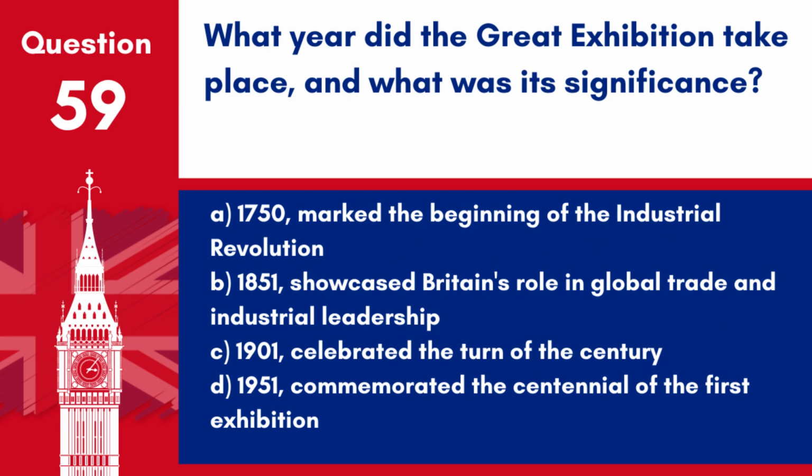Question 59. What year did the Great Exhibition take place, and what was its significance? A. 1750 marked the beginning of the Industrial Revolution. B. 1851 showcased Britain's role in global trade and industrial leadership. C. 1901 celebrated the turn of the century. D. 1951 commemorated the centennial of the first exhibition.